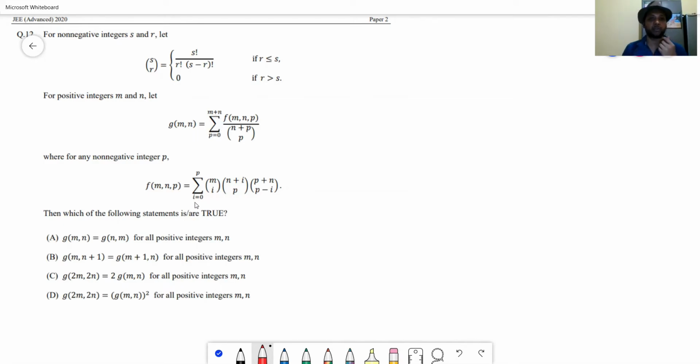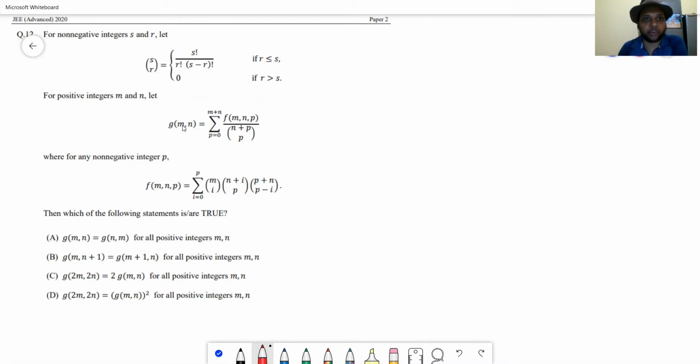Here the variable which takes the value is i. It's varying from 0 to p. So m and n are kind of constants here. All the options are given in terms of g. That means we have to find out g of m comma n. So let's move on.